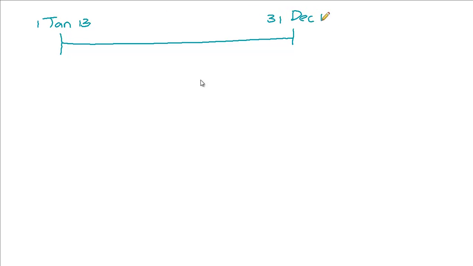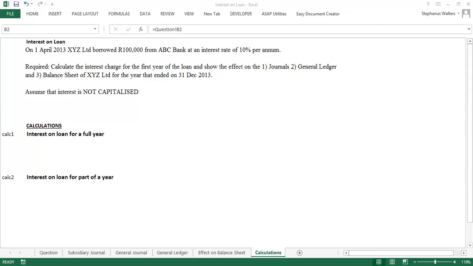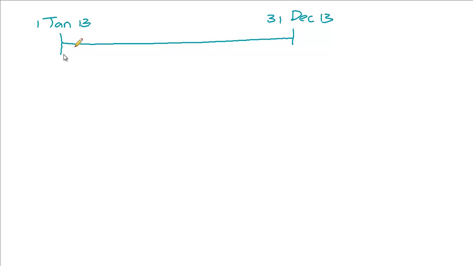We'll see that the financial year for this company XYZ runs from the 1st of January 2013 to the 31st of December 2013, and we obtained this loan on the 1st of April 2013. So let's go and put in our date. January, February, March, April, that's 3 months down the line. This is where we received the loan, and the amount of the loan was 100,000 Rand. Good.